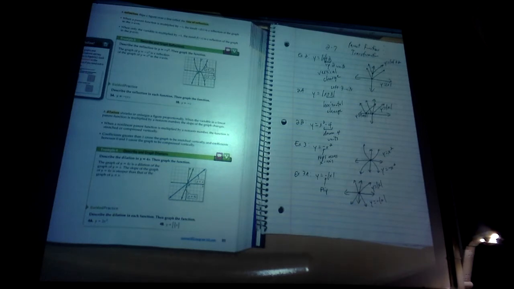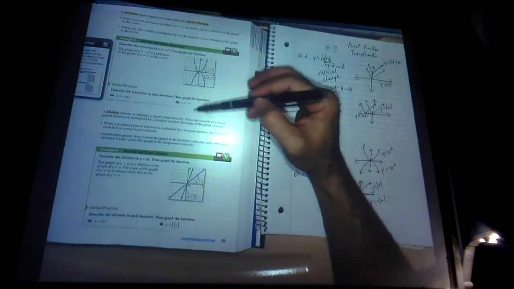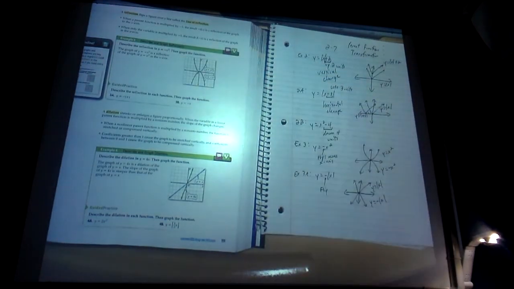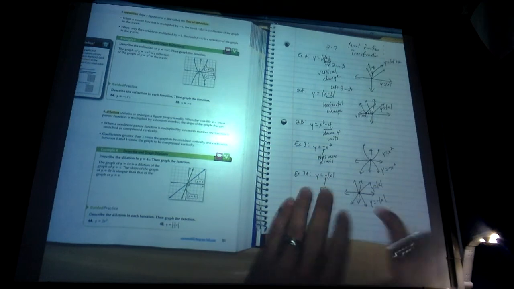Understand that we can do all these transformations together. That is a reflection. Notice the linear reflection right here. The slope just becomes -1. Right? Pretty simple. Let's talk about dilation, changing the size. I'm at example 4 now.